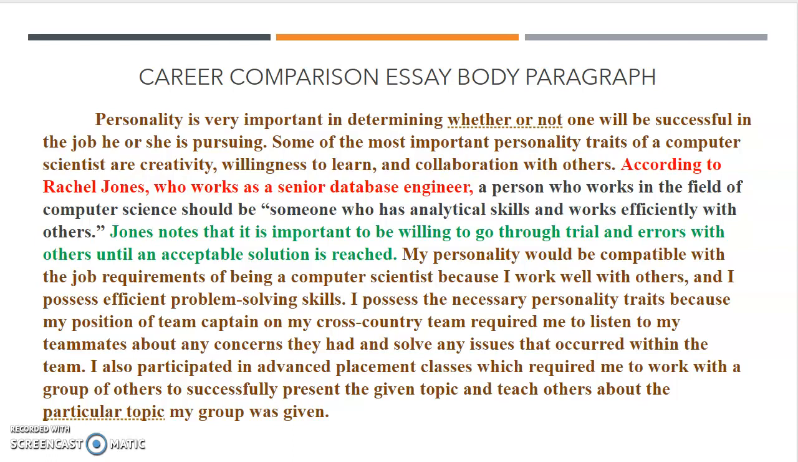So it moves from the broader idea of personalities and careers in general to the more specific career of computer scientist. And then it gives evidence from a source, and the red part is where the source is introduced, so the reader knows who this writer is about to quote and why we should believe that person is an expert. Well, that person works as a senior database engineer. And then we have some more writing from the student in the black writing there before the direct quotation. This is called embedding your quotation.